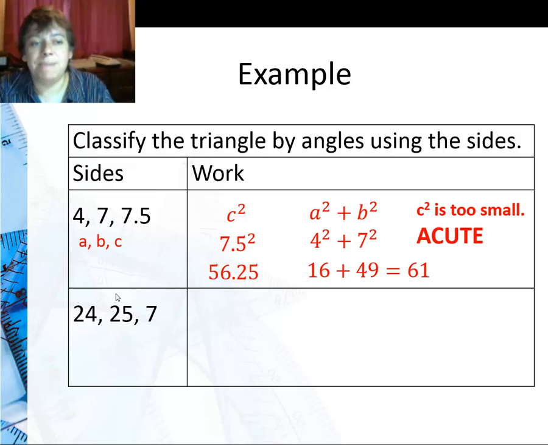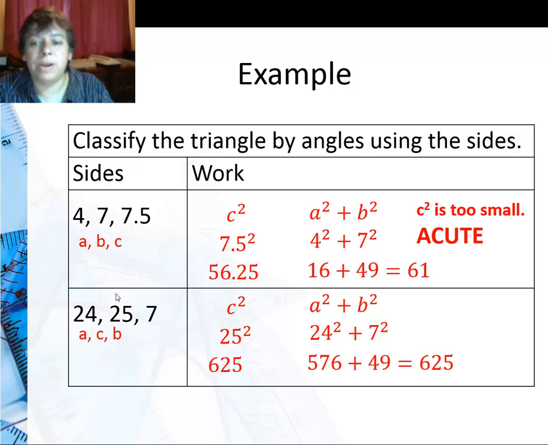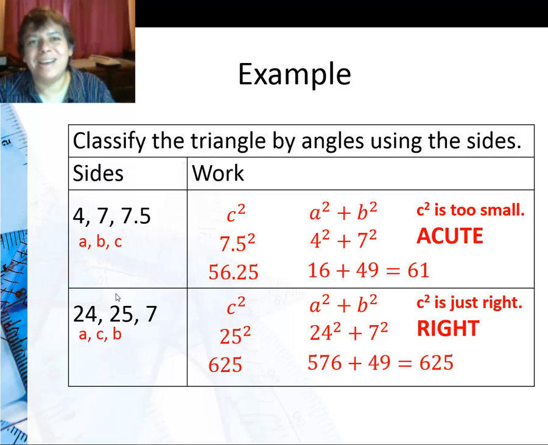We're going to do the same thing for this next triangle. Notice that the longest leg is in the middle there. It's 25. I need to use that for my c squared. 25 squared is 625. Squaring the two shorter sides, I get 24 squared plus 7 squared, or 576 plus 49, which happens to be 625. In this case, c squared is just right. When it's just right, it's a right triangle.